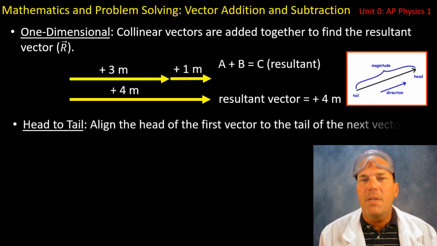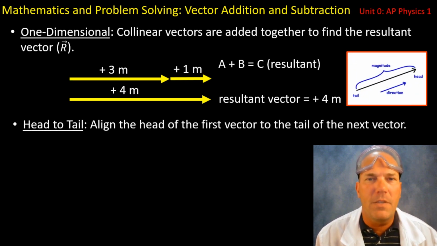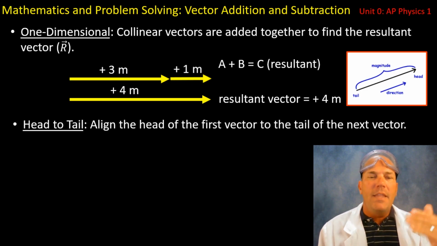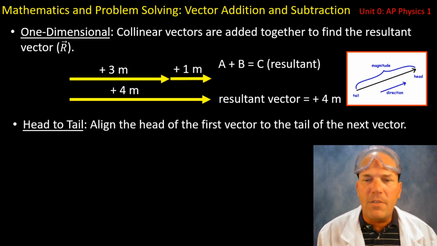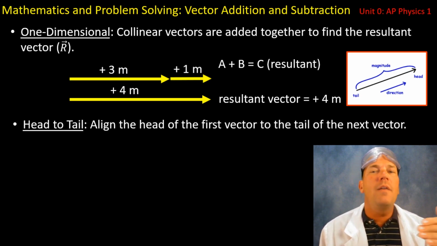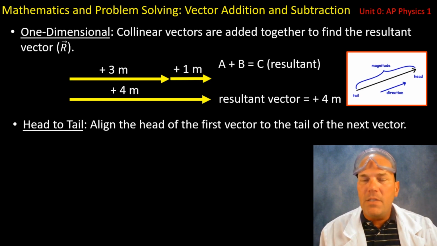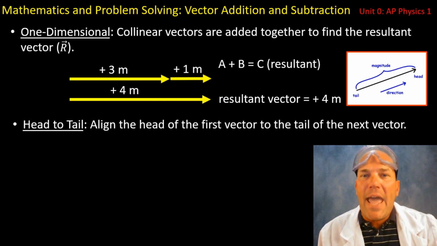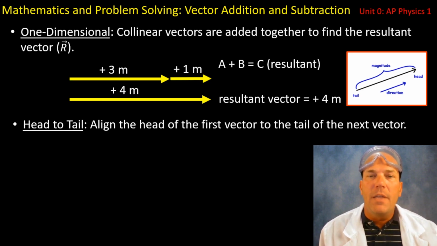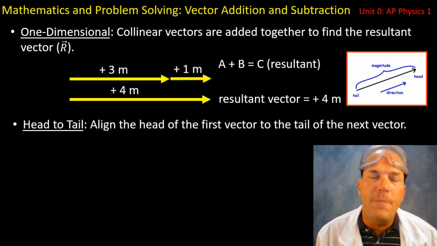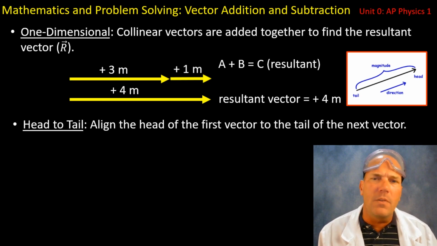This is termed head-to-tail vector addition. As I've just shown you, when using head-to-tail vector addition, you will simply align the head of the first vector to the tail of the next vector. In this first case, the vector positive 1 meter that was being added to the first vector. That's exactly what I did to solve for the resultant vector of positive 4 meters.